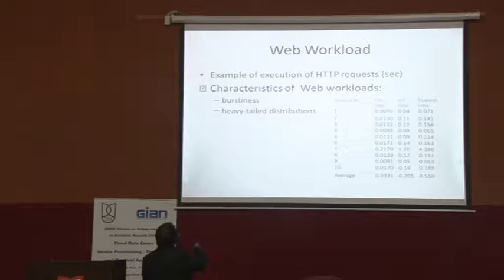They create a problem. One of the basic characteristics is the burstiness of the web workload. And heavy tail distribution is basically what this says: there are a lot of jobs that need small execution, but interleaved with a few jobs that require a lot of resources. Okay?